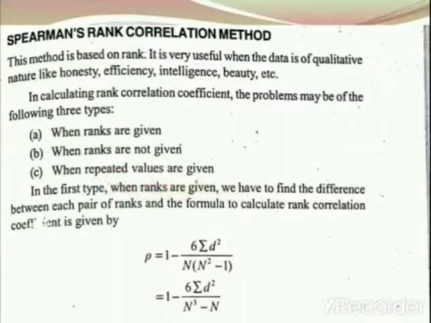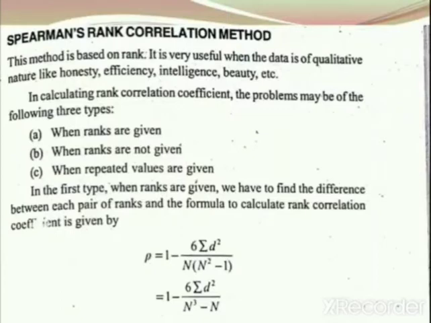In the first type, when ranks are given, we have to use this formula. Rho is equal to 1 minus 6 summation d square divided by n of n square minus 1. Here n is the number of data given in our question. D is the difference between the given pairs. For example, if x value is our rank 1 and y value is our rank 2, so two ranks are given, you have to find the difference, D is equal to x minus y.